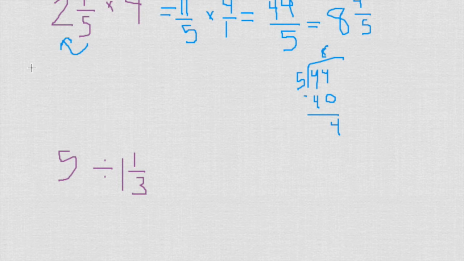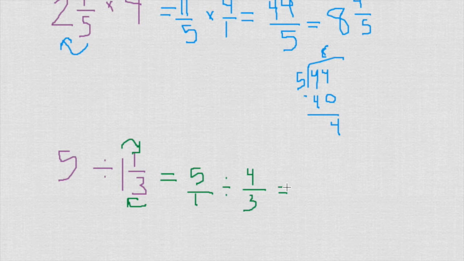Same idea when we do division. First, we're going to make them both into improper fractions. So 5 is a whole number, so it gets a denominator of 1. And then it stays division, because I'm just changing the form. I'm not finding a reciprocal. To make it into an improper fraction, 3 times 1 is 3, plus 1 is 4. And my denominator stays the same.